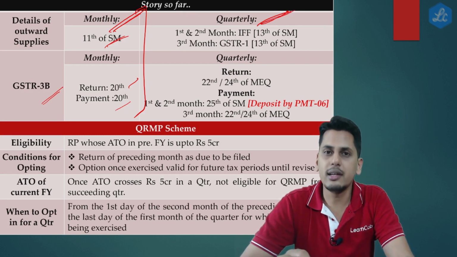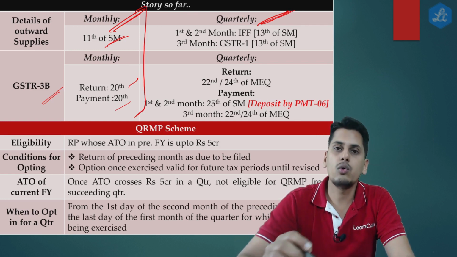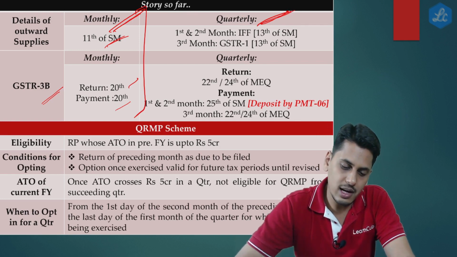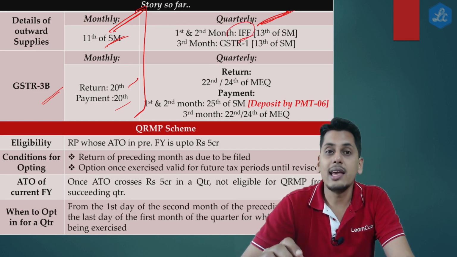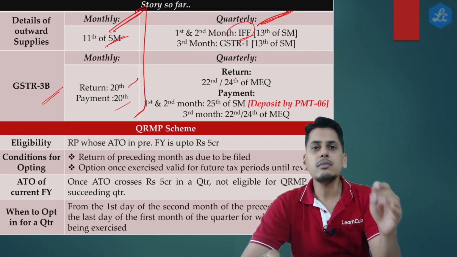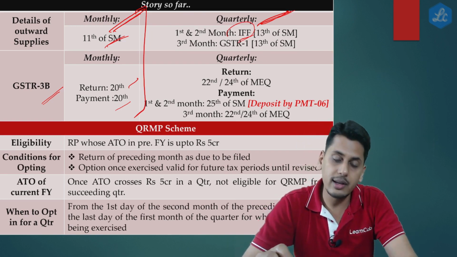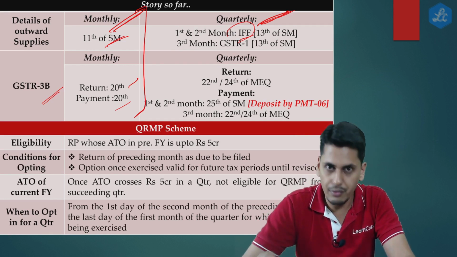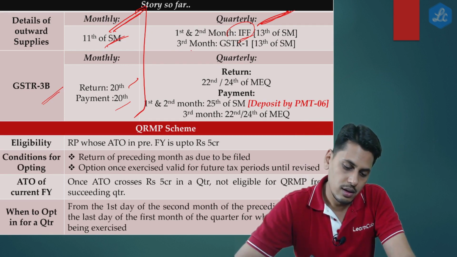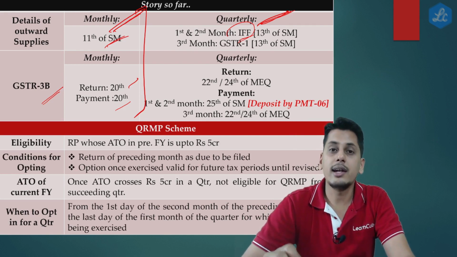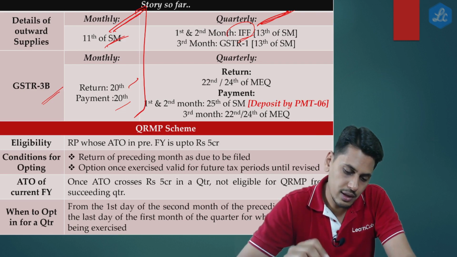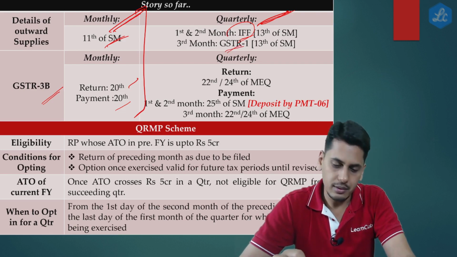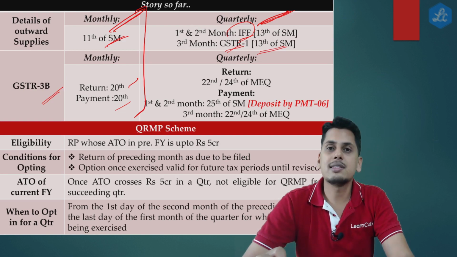As regards quarterly return filing, the details of outward supplies in the first and the second month go through IFF, the invoice furnishing facility, by the 13th of the subsequent month. As we all know, IFF is optional. The value of supplies which can be included in IFF is B2B supplies up to 50 lakhs. In IFF, you can choose at your discretion which details you want to furnish and which you do not want to. For the third month, the details will be going in GSTR 1, by the 13th of the subsequent month.